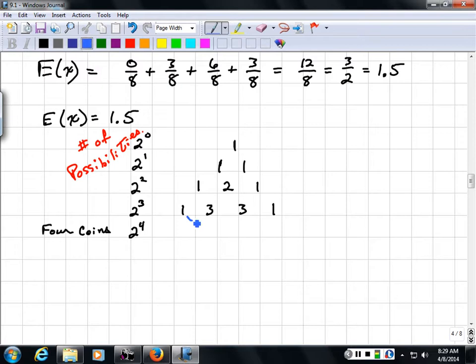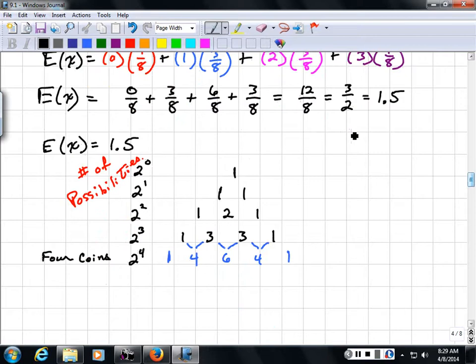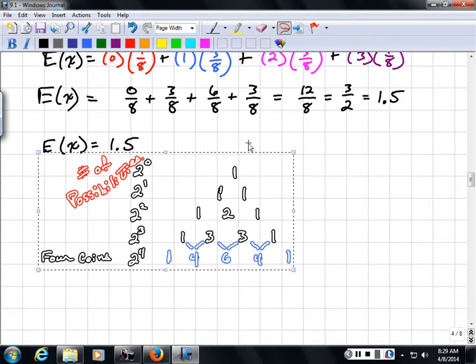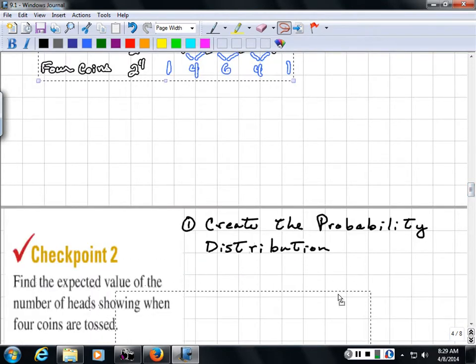Now, if I add 1 and 3, what do I get? If I add 3 and 3, what do I get? If I add 3 and 1, what do I get? And then I'm going to bookend them with 1s, because that's the way Blaise Pascal determined a binomial distribution to work. Now, that right there represents my possibilities. So actually, let me take this right here and move it down. So is this the possibility of heads? Yep. All of those is the possibility of heads.